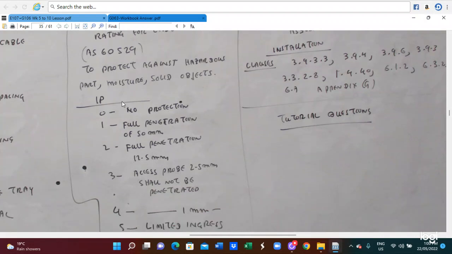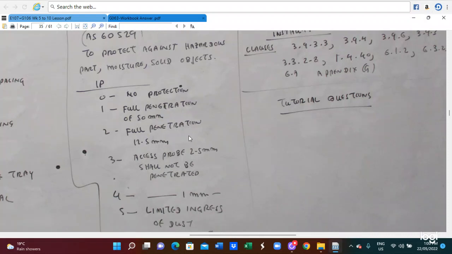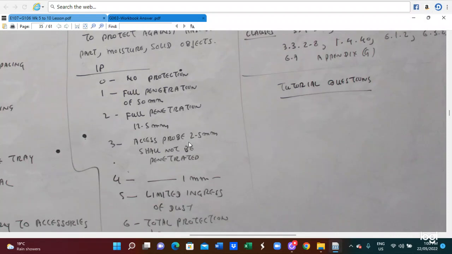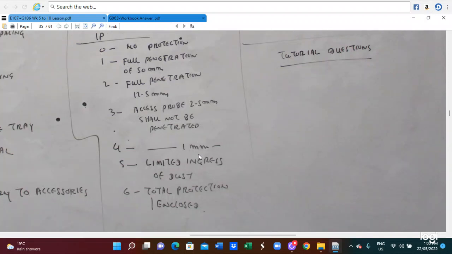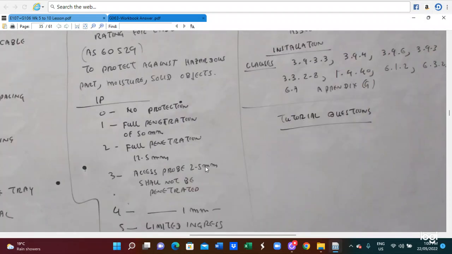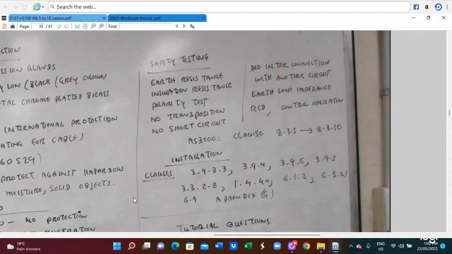So IP0 is no protection. IP1 is full penetration of the 50 millimeter, and IP2 is full penetration 12.5 millimeter, and IP3 is access probes 2.5 millimeter, channel beads are penetrated, IP4 is 1 millimeter, IP5 limited ingress of dust, and IP6 is total protection. These are the IP protection ratings.